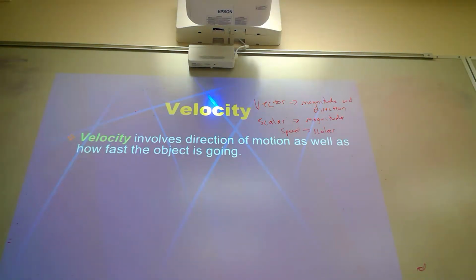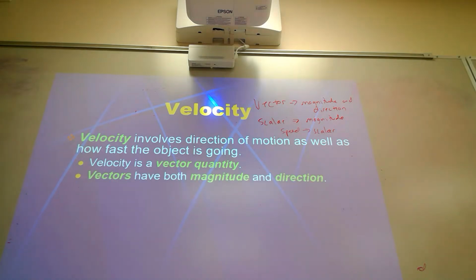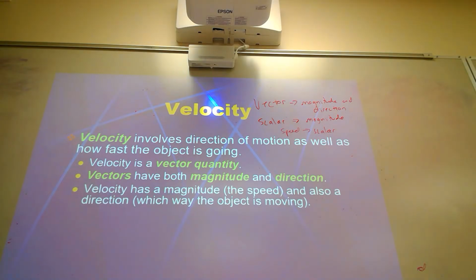Velocity. Okay, so we're going to talk about what's the difference between velocity and speed. Velocity involves direction of motion as well as how fast the object is going. So velocity is a vector quantity. Vectors have both magnitude and direction. Velocity has a magnitude, the speed, and also a direction. Okay, so we've just been saying vectors have both magnitude and direction. Therefore, when we represent a velocity pictorially, you do it with an arrow. The length of the arrow indicates the magnitude, and the direction points in the direction.